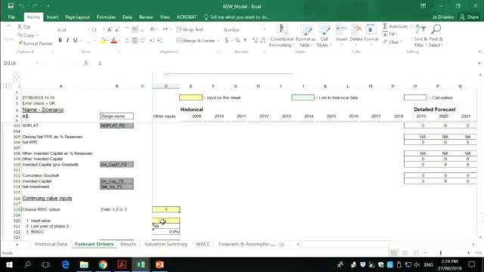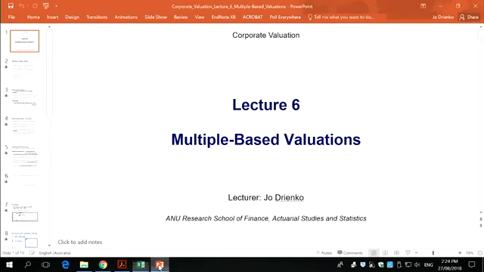Yep. How about if the company has already entered a recession period rather than being a mature company? And in recession, maybe the continuing free cash flow is a negative number. So how should we do it?